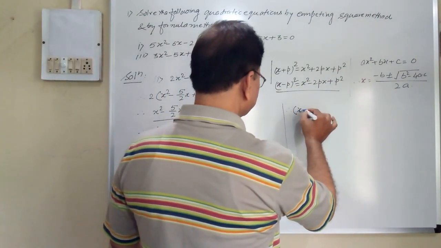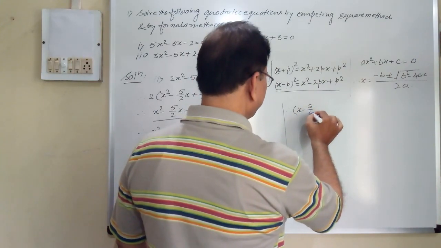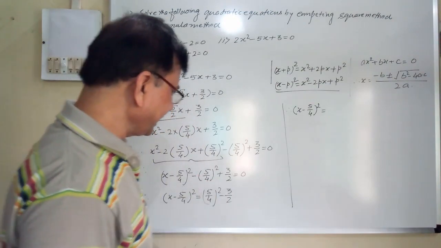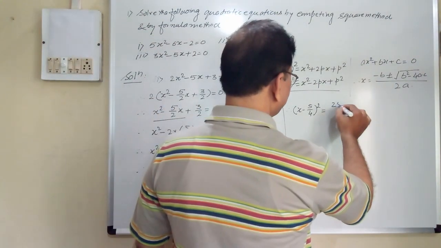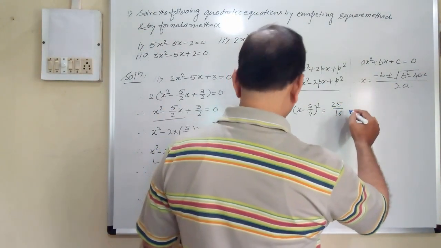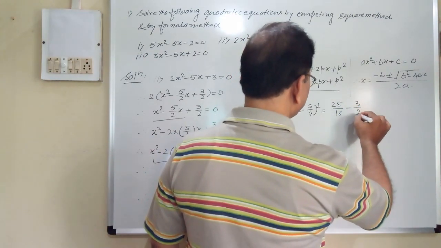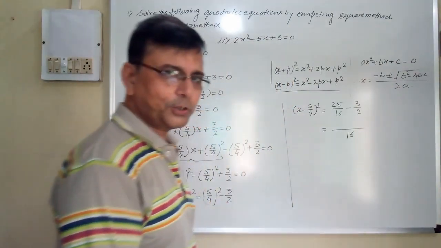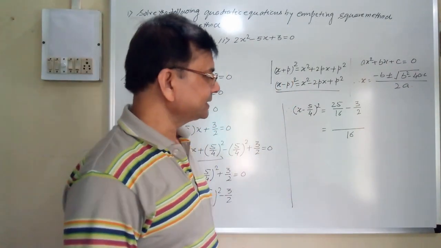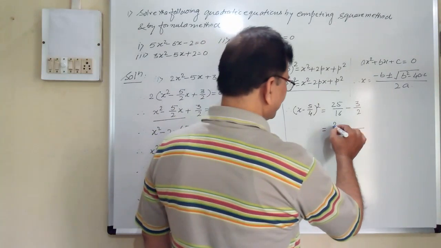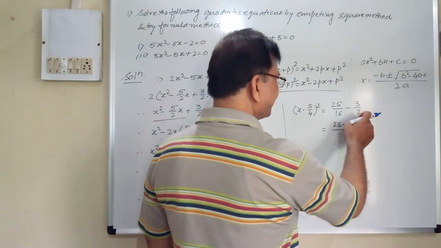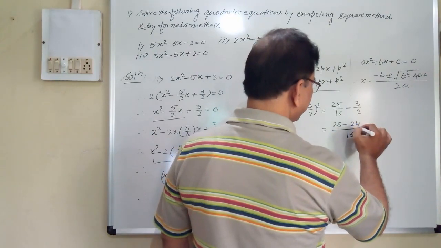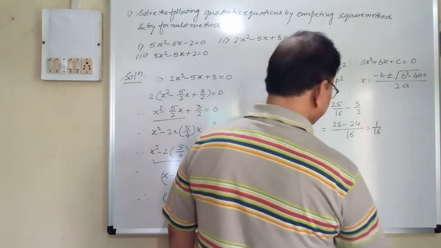Further simplification: we will write the left side as it is. Therefore x minus 5 by 4 whole square is equal to, squaring this, we get 25 by 16 minus 3 by 2. Further simplification, the LCM of 16 and 2 is 16. So 25 minus 24 divided by 16, that is 1 upon 16.